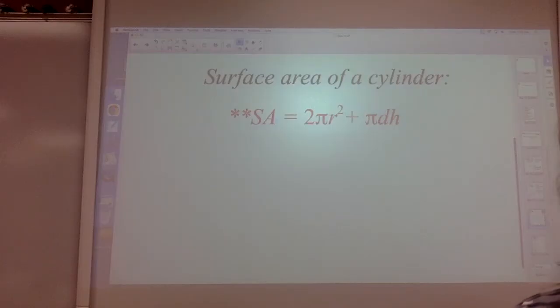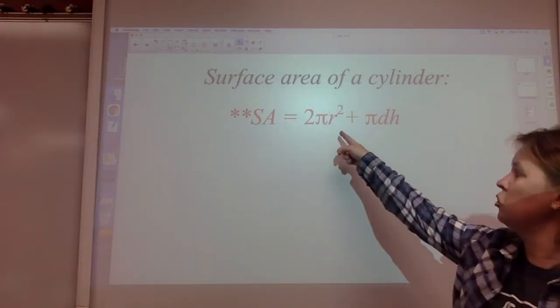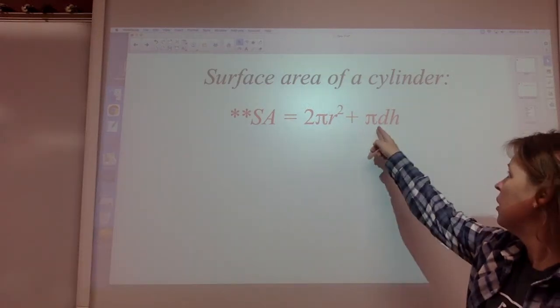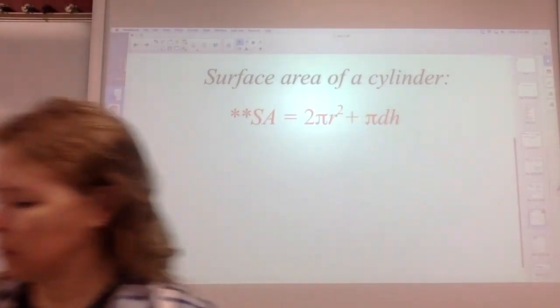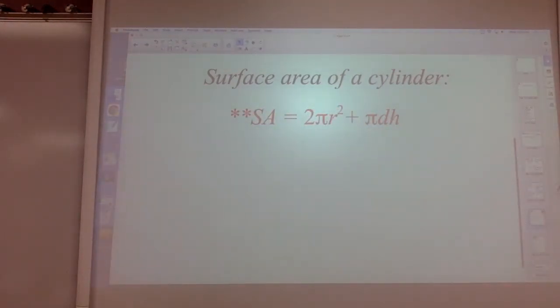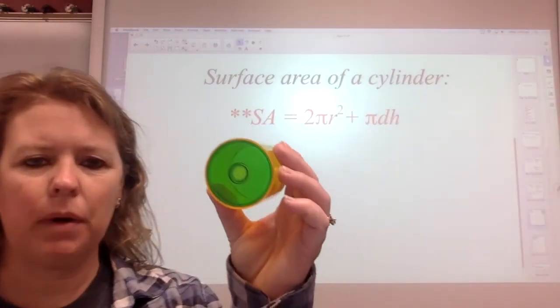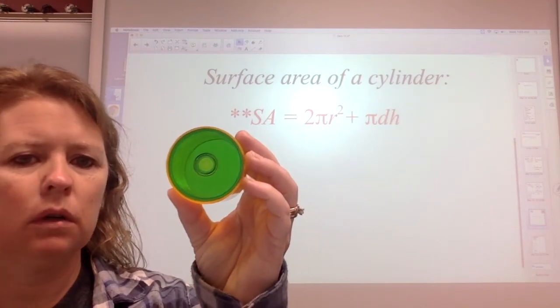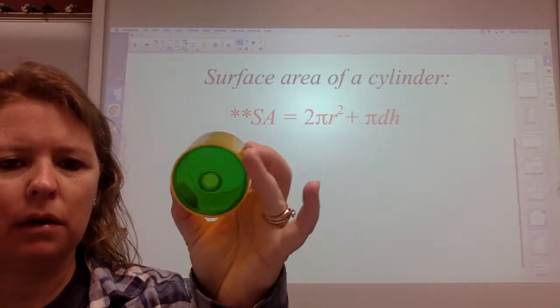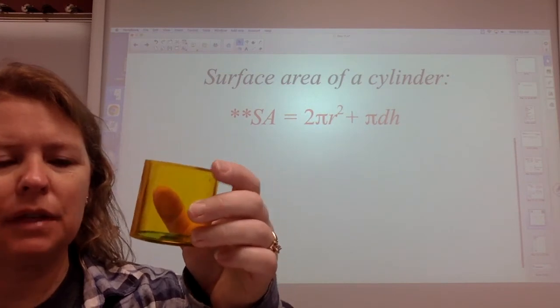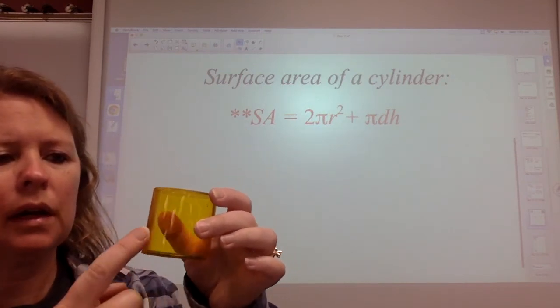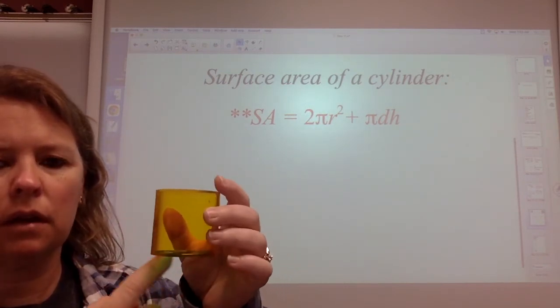Okay, and lastly we're going with surface area of a cylinder. Surface area is 2 pi r squared plus pi times diameter times height. So a cylinder, why is it 2 pi r squared? Because you have 2 circles, and pi r squared is a circle. Pi times diameter times height will get you this whole distance all the way around.